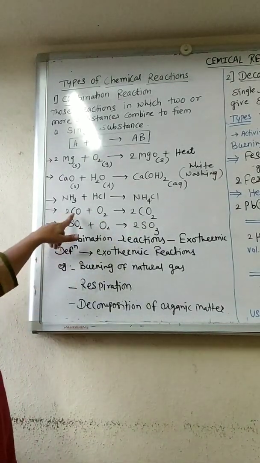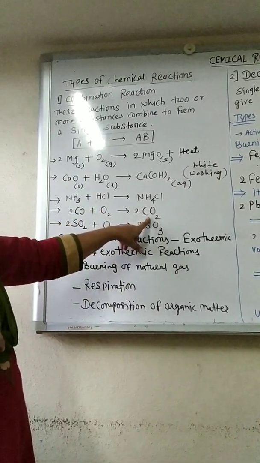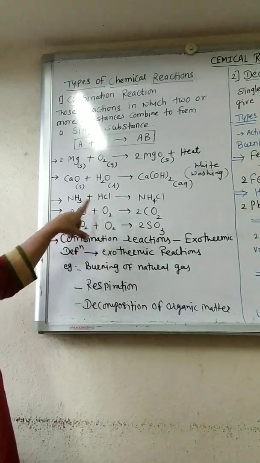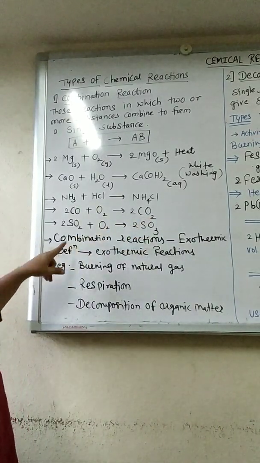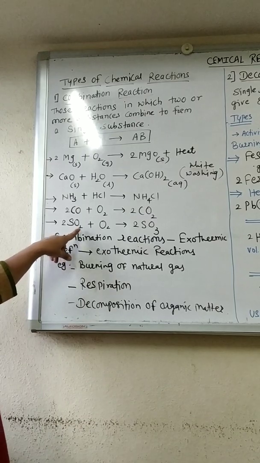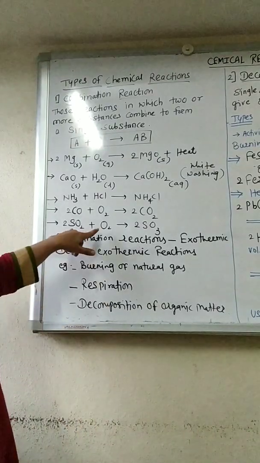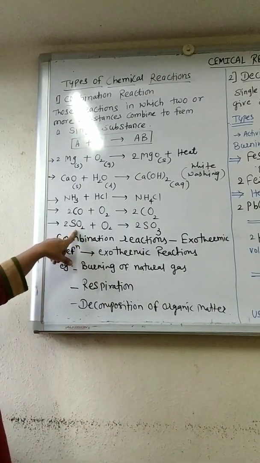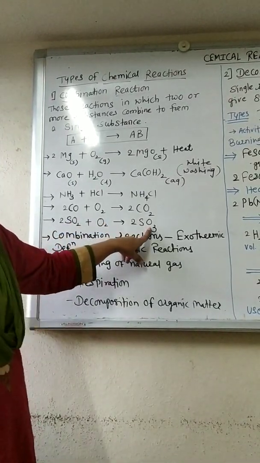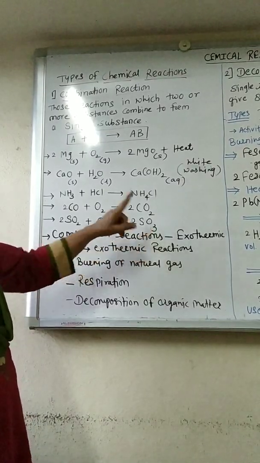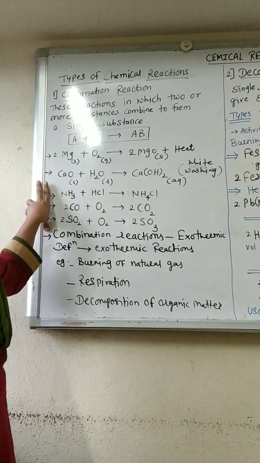The examples are carbon monoxide, which when treated with oxygen forms carbon dioxide. Here carbon monoxide is a compound, oxygen is an element, and carbon dioxide is the only single product formed during this reaction. Second example, SO2, sulfur dioxide, plus oxygen gives sulfur trioxide. Here also SO2 is a reactant which is a compound, oxygen is an element, and sulfur trioxide is a product formed with new properties, and it is a single product. Okay, so all these are different kinds of combination reactions.